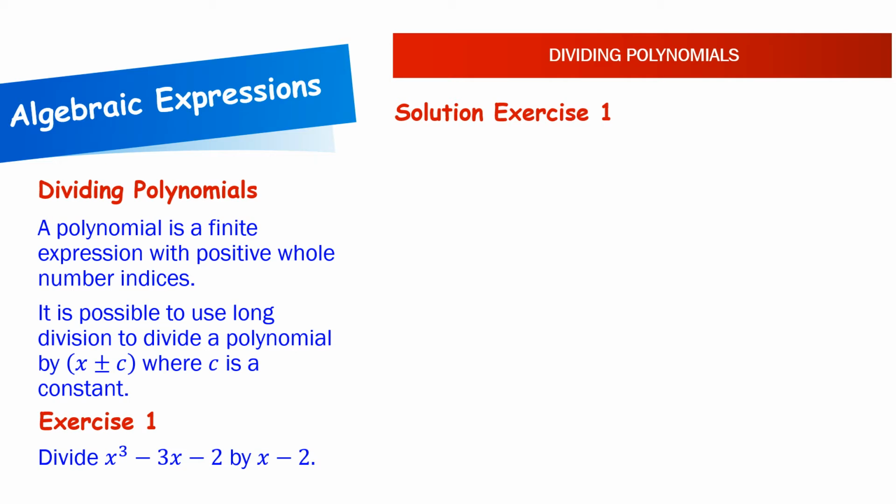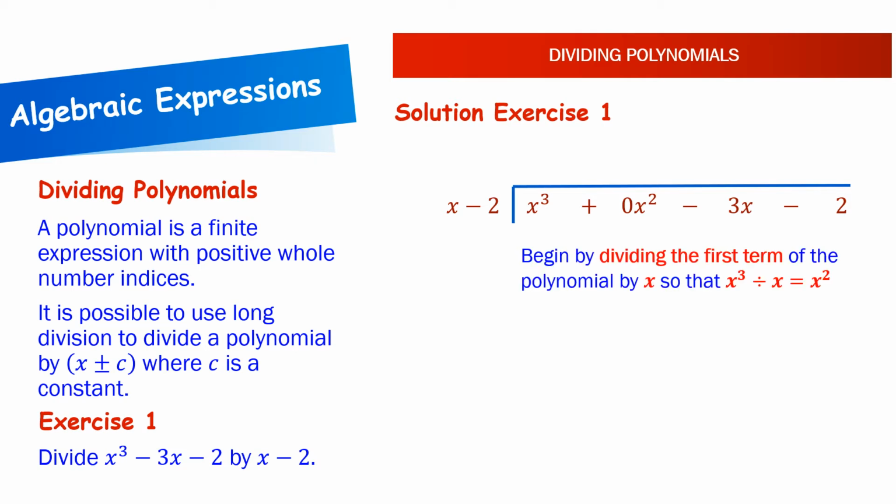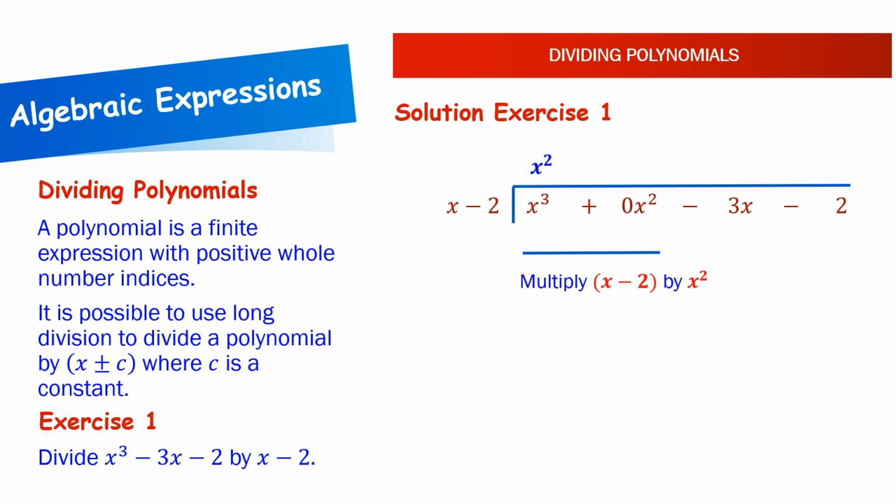So let's solve this. First set up the problem as shown. Begin by dividing the first term of the polynomial by x, so that x cubed divided by x equals x squared, and position it here, as shown. Next, multiply x minus 2 by x squared, to give x cubed minus 2x squared.